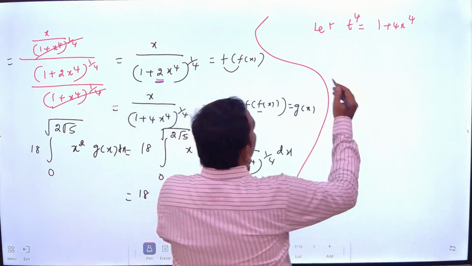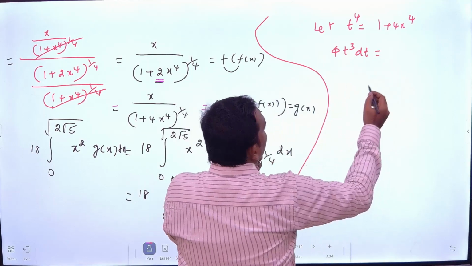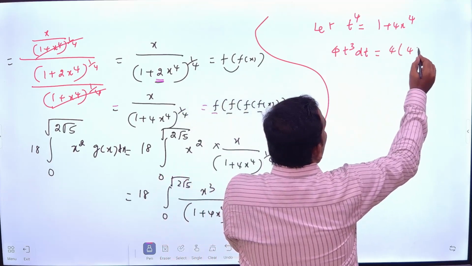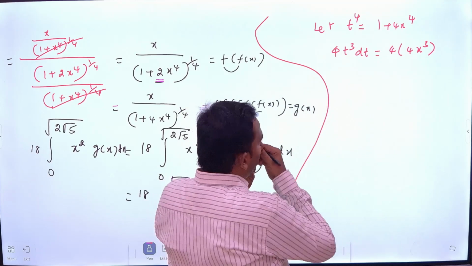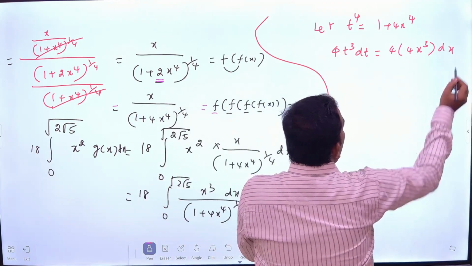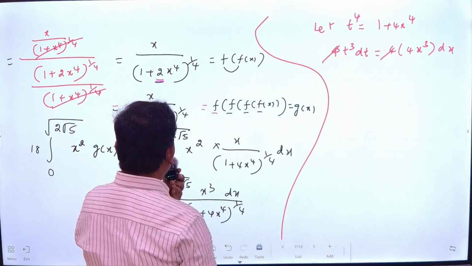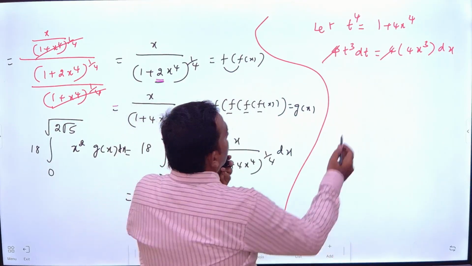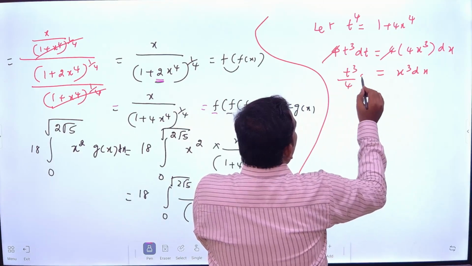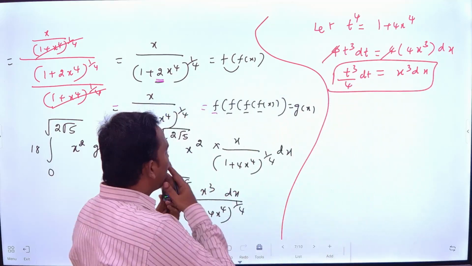So you can differentiate on both sides. 4t cube dt is equal to 4 into 4x cube dx. Is it correct? Yes. So the 4 and 4 cancel. We actually need x cube dx, so x cube dx is t cube by 4 into dt. Okay, so we calculated this one.